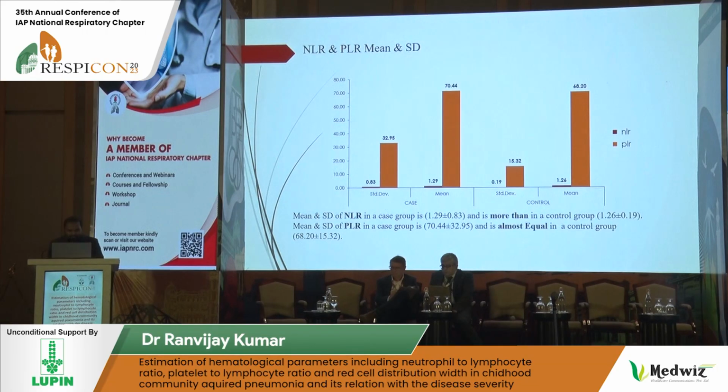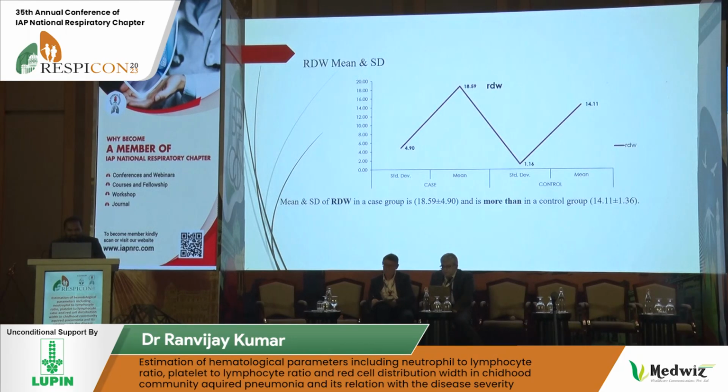Similarly, NLR and PLR mean and standard deviation values in the case group and control group. In the case group NLR is 1.29 with a standard deviation of 0.83, which is more than in the control group of 1.26. Similarly, in PLR, the case group is 70.44, which is almost equal to the control group of 68 with a standard deviation of 15. In RDW, the mean is 18.5, which is more than the control group of 14.11.